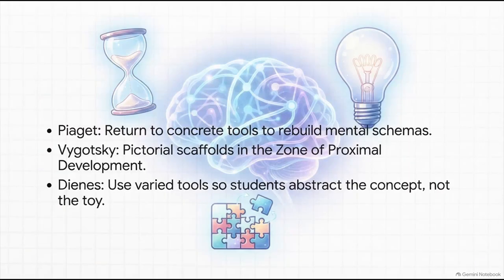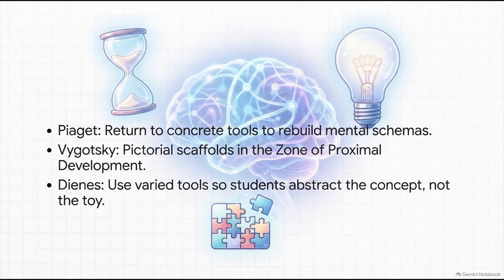And this interlaced approach, it's backed by some heavy-hitting psychology. Piaget's theories tell us that returning to concrete tools actually helps manage productive struggle, so students can rebuild their mental schemas. Then you have Vygotsky's theories, which show us how pictorial models act as scaffolds to push students into their next zone of development. And from Zoltan Dienes, we learn the sheer importance of perceptual variability.